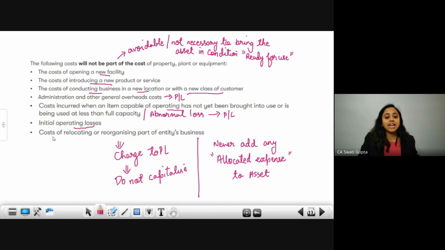Clear? Next, cost of any relocating or reorganizing part of the entity's business. For example, the company is being shifted from one place to another. You are relocating the staff, you're retraining your staff, etc. Then these will not be capitalized. Even training of staff is not added to the PPE. Why? Because even without training, the machine is in a working condition. The machine is ready for use.